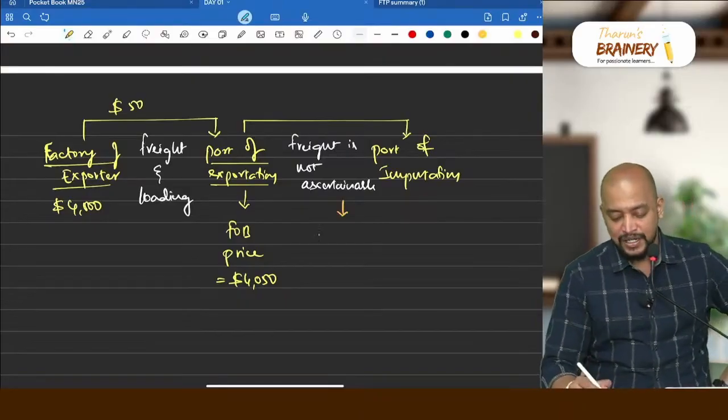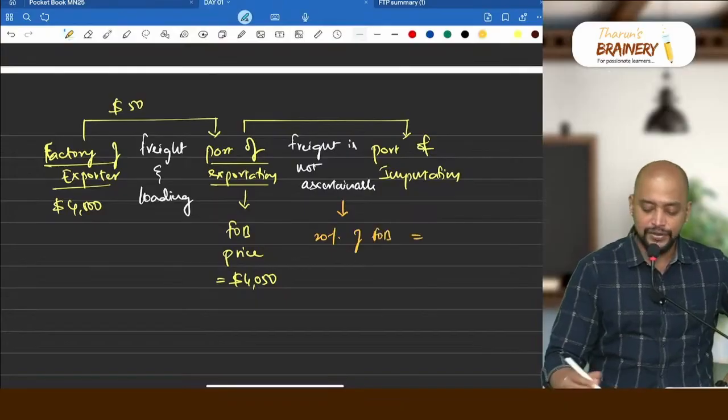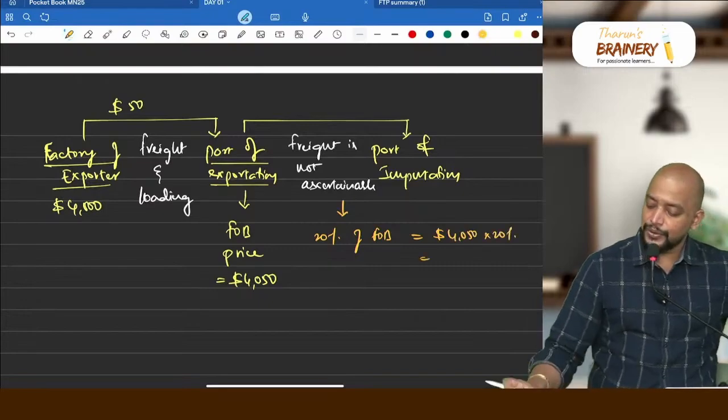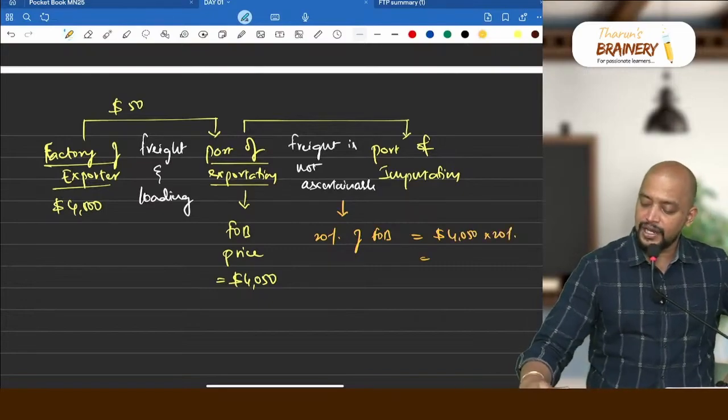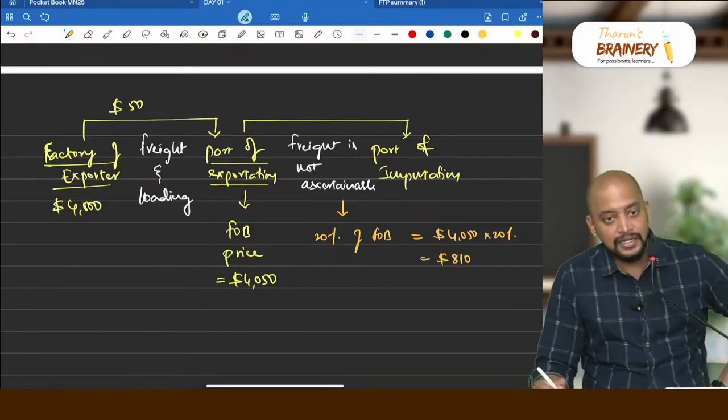So what is the 20% of FOB? 4050 into 20%. That comes to $810, which will be taken as the freight, correct?